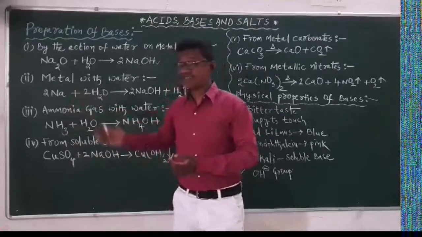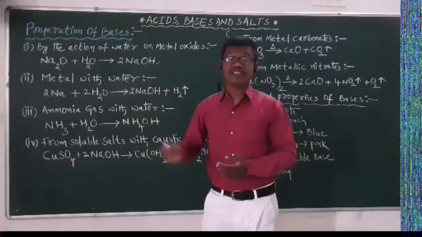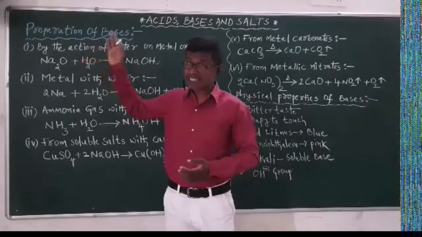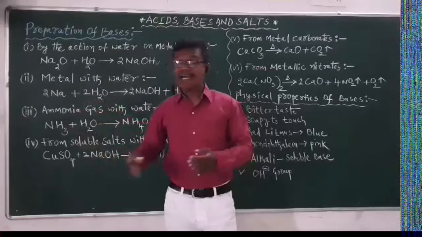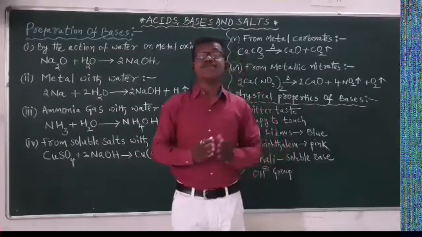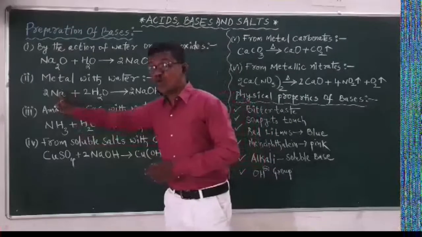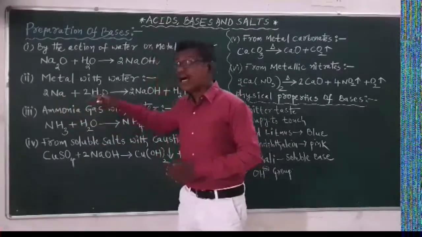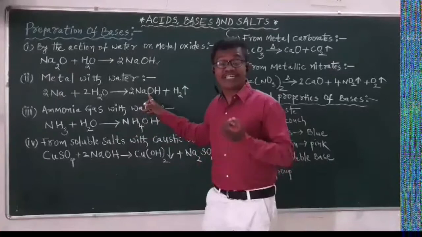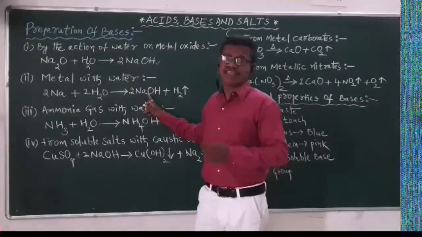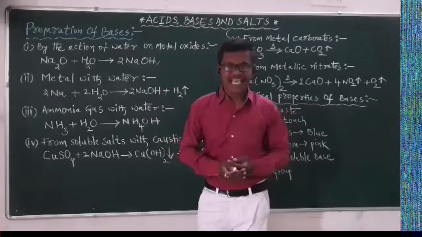And the second one is a metal with water. In the first plan, I have taken the metal oxide. But in the second plan, I am taking only metal and that metal is reacting with water. If you see the equation, sodium metal is reacting with water and producing sodium hydroxide base, as well as another product. That product is hydrogen gas.